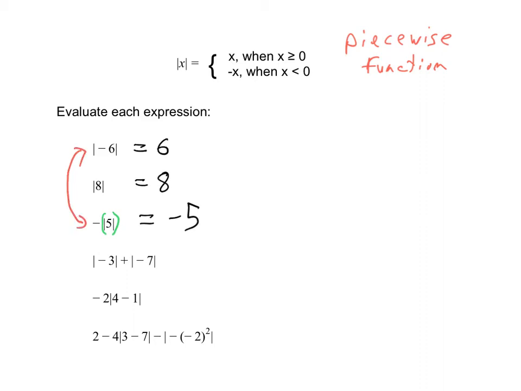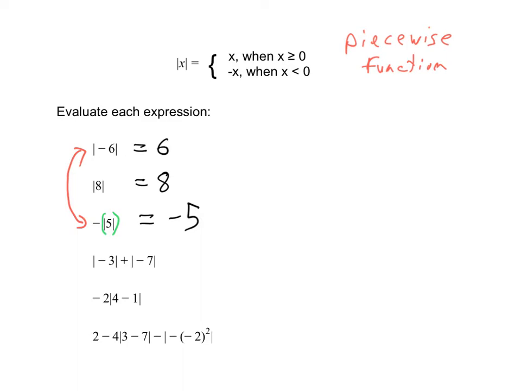So please note the difference here between our first and third example. In our first example, it was the absolute value of negative 6. The negative was inside the absolute value bars, so that expression became positive. In our third example, the negative sign was outside of the absolute value bars, so it was unaffected by it, so our end answer was a negative 5.